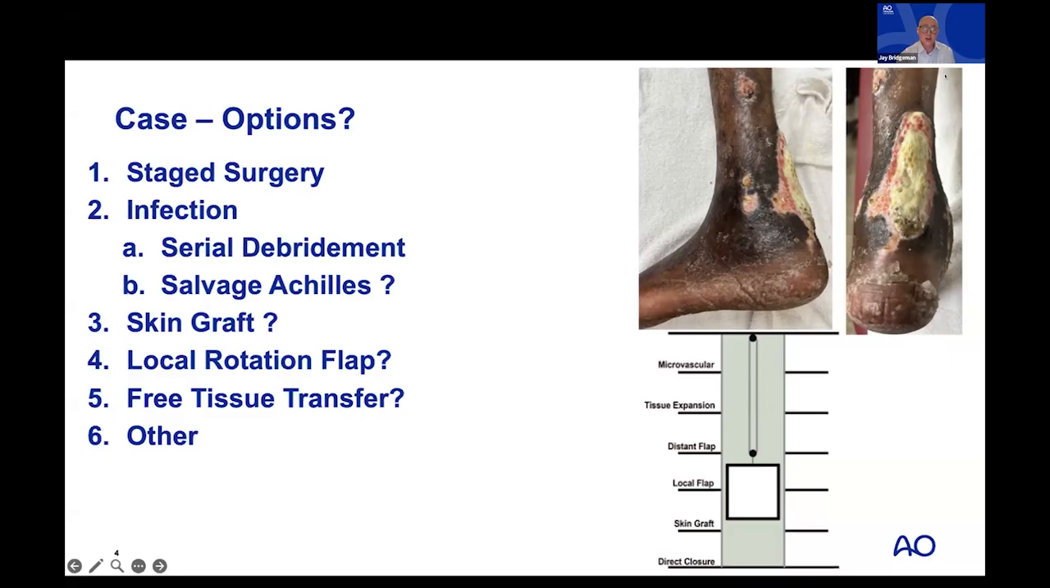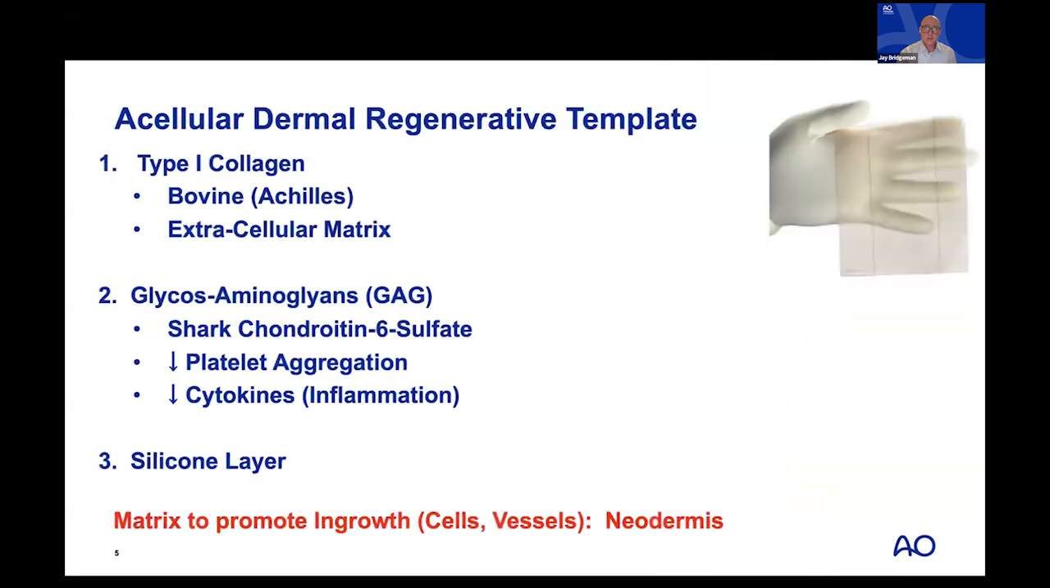And for this person, I thought of, well, is there a local rotation flap? There are. I just didn't think his soft tissue envelope, if you see these other satellite wounds that he has, I thought that those would also complicate some of the local rotation flap options. He definitely was not a candidate for free tissue transfer. So then the question is there some other option? And for him, I chose an acellular regenerative, a dermal regenerative template.